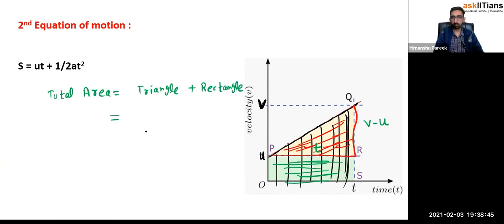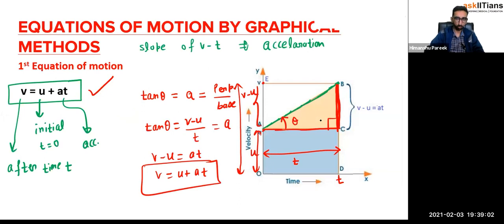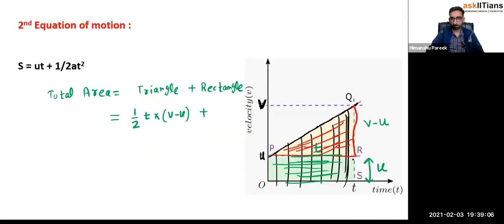Let us talk about the area of a triangle: half, base is time t, height is v minus u, plus the area of the rectangle. So this length is u only, we have discussed this in the previous part also. This length is v only. Okay. Length multiplied by width: this is t, this is u. So ut. So what will you be getting?